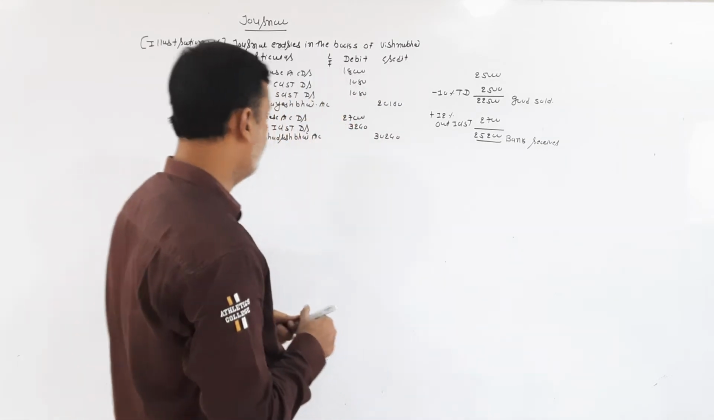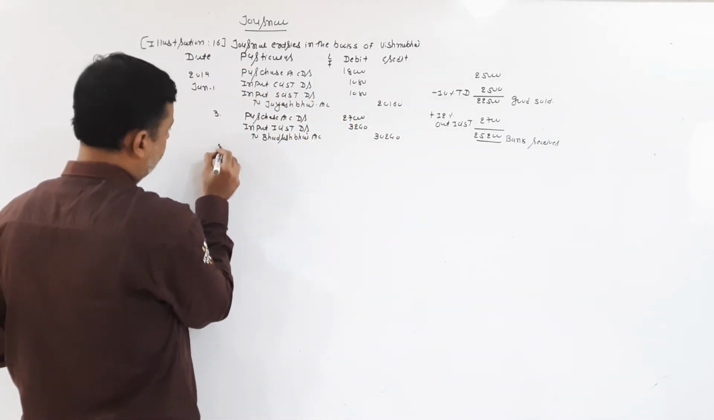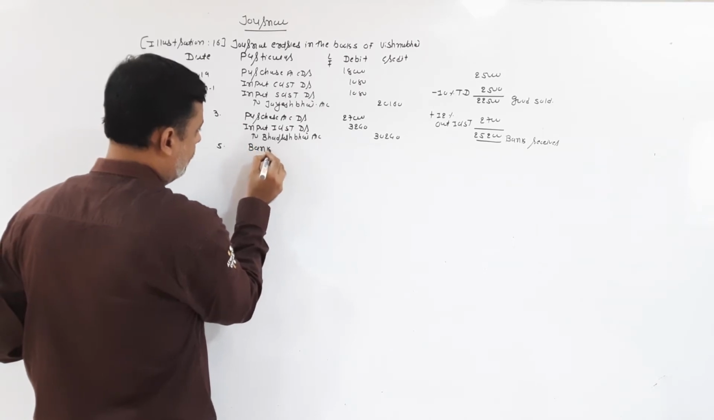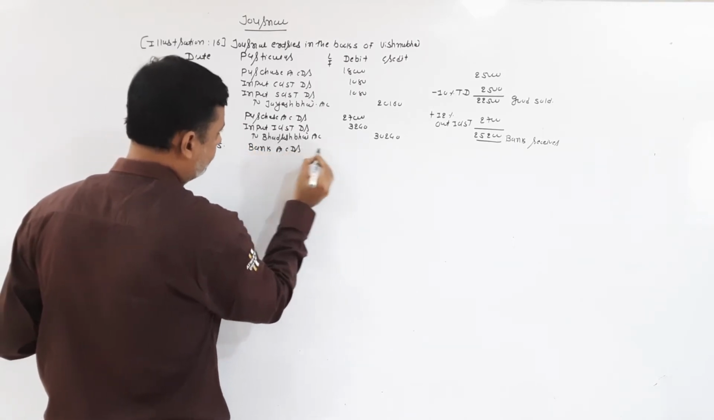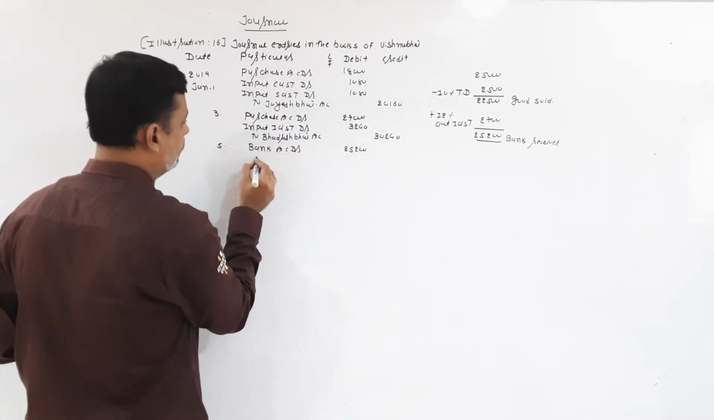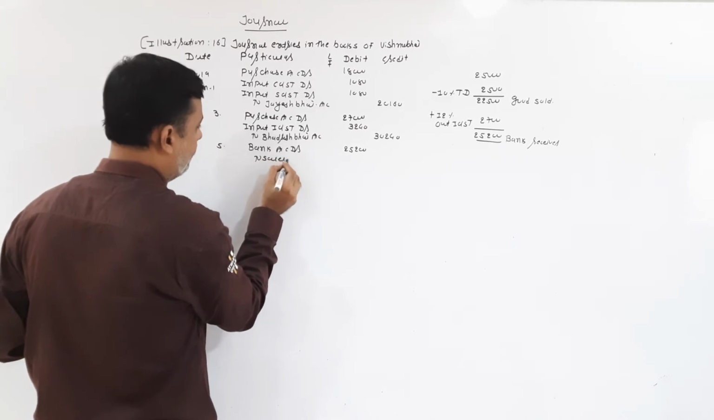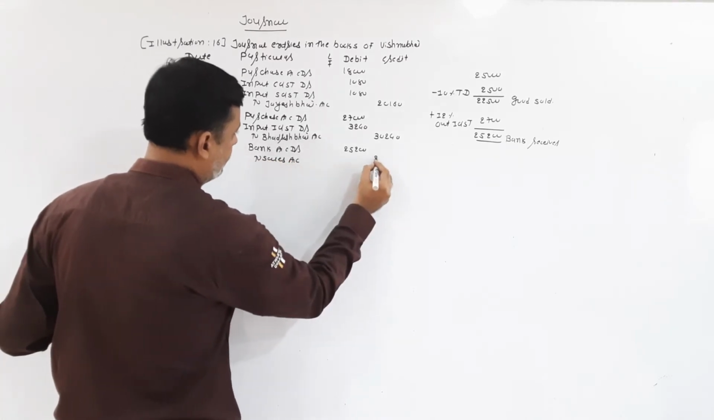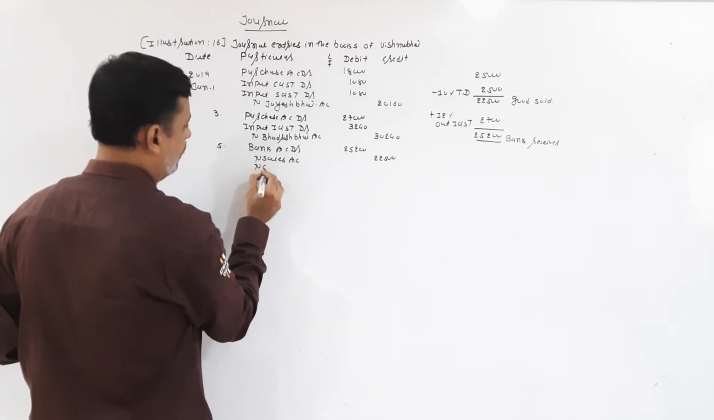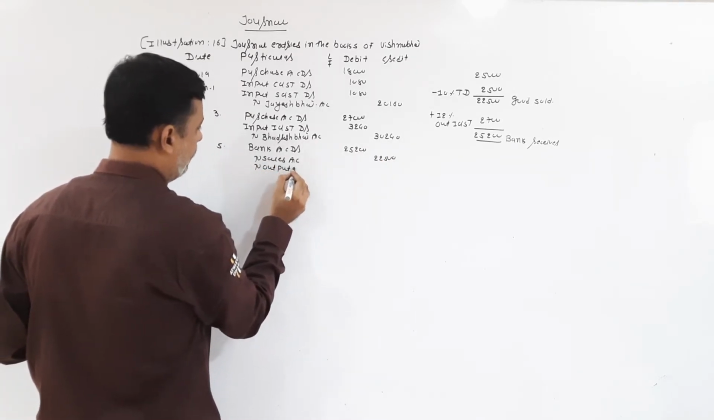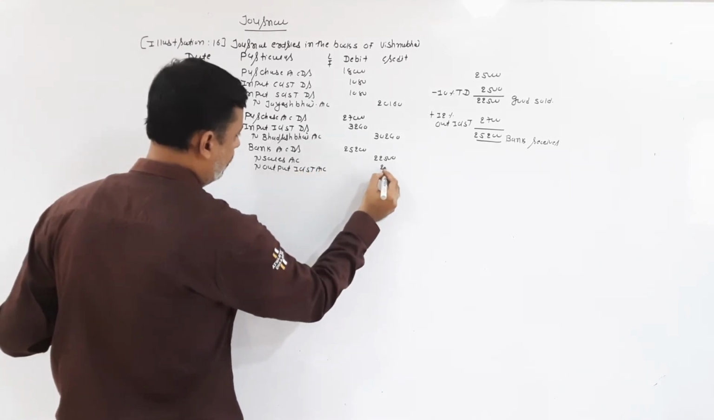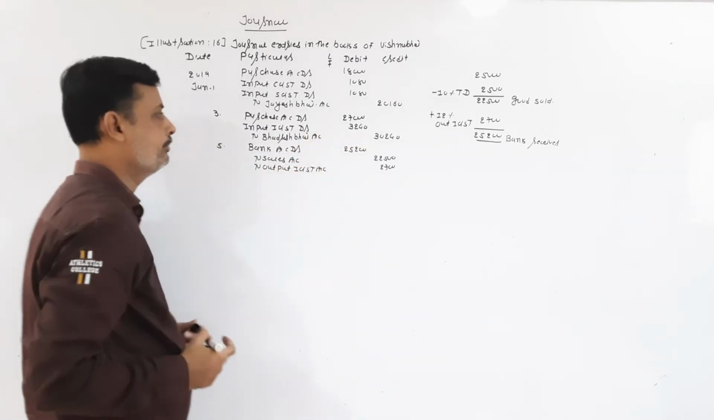Now fifth date. Bank account debit 25,200, to sales account 22,500, to output IGST account 2,700.